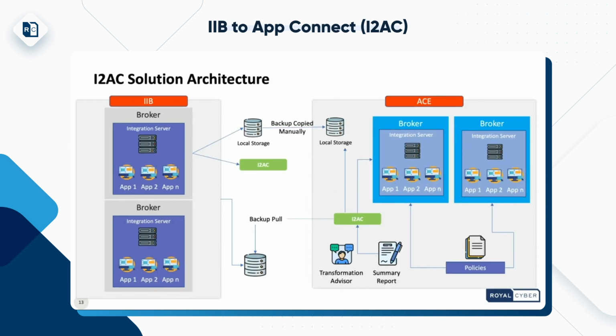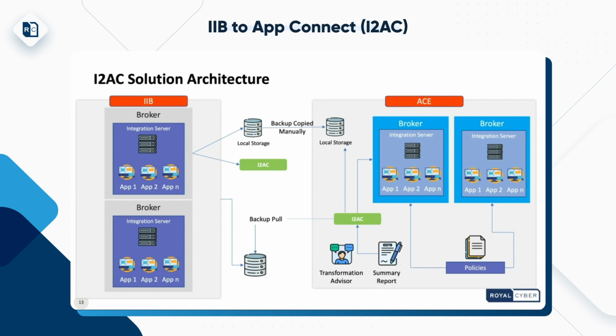Now let's have a look at the architecture. Here is a quick look at the architecture of the solution. It takes a backup of the integration nodes and servers and stores it in either local storage or remote or shared storage. If local storage is used, the backup needs to be manually copied over to the target server if it is a different machine. This setup can be skipped if ACE is running on the same node. If shared file storage is used, the solution will automatically pull the backup from the shared storage and extract it in the target location.